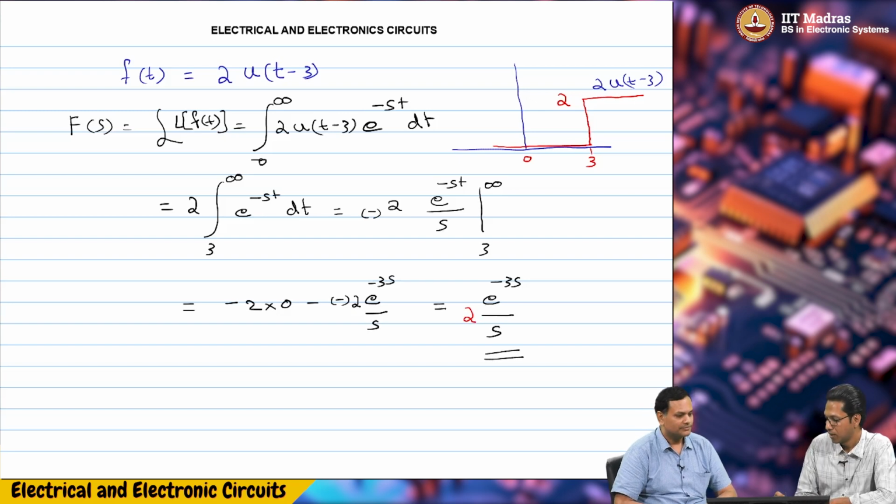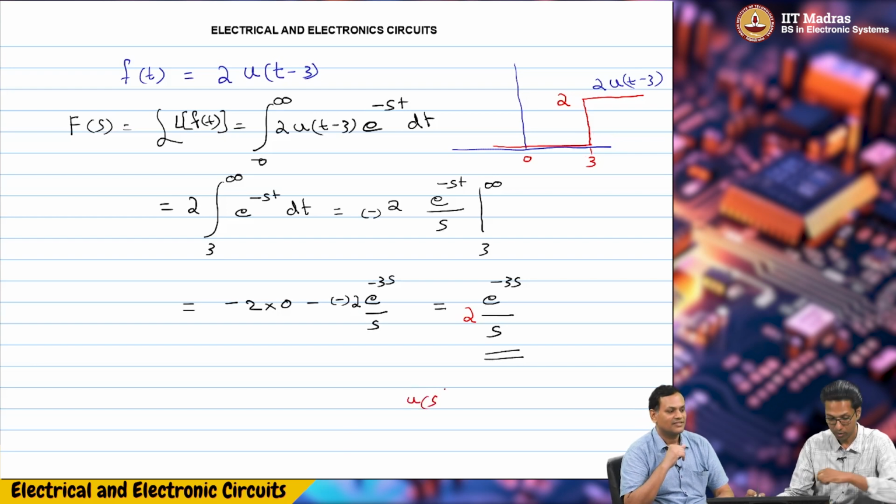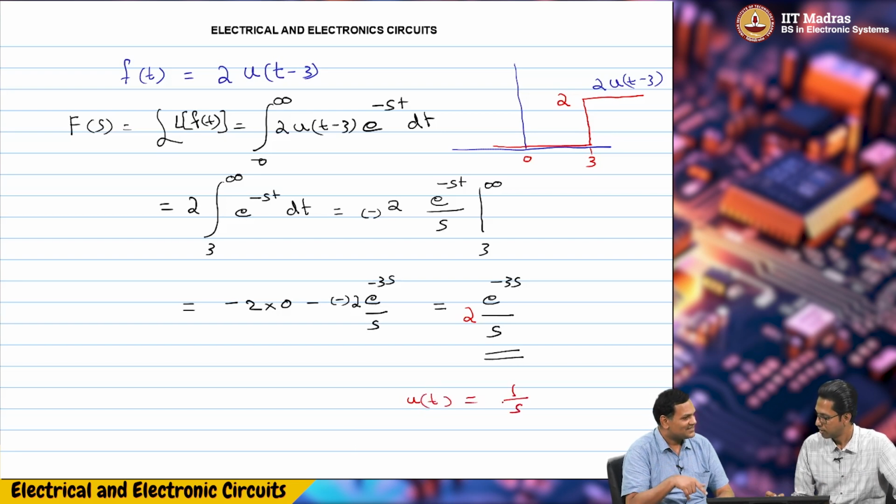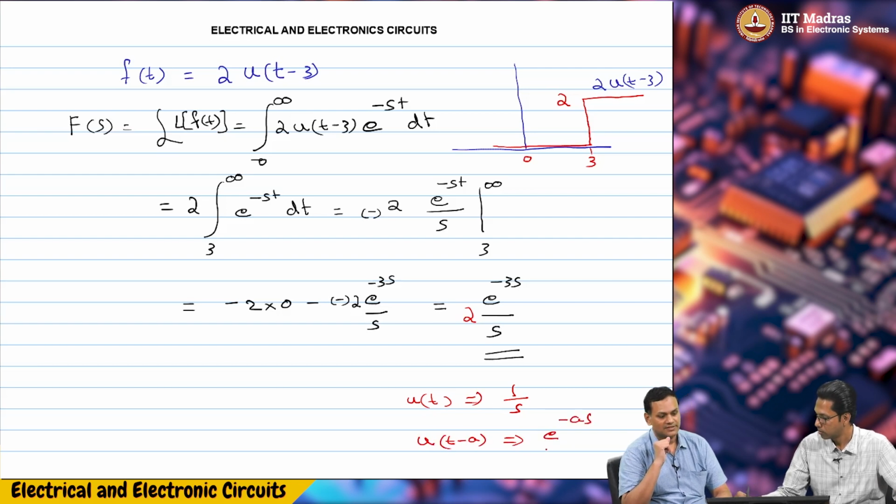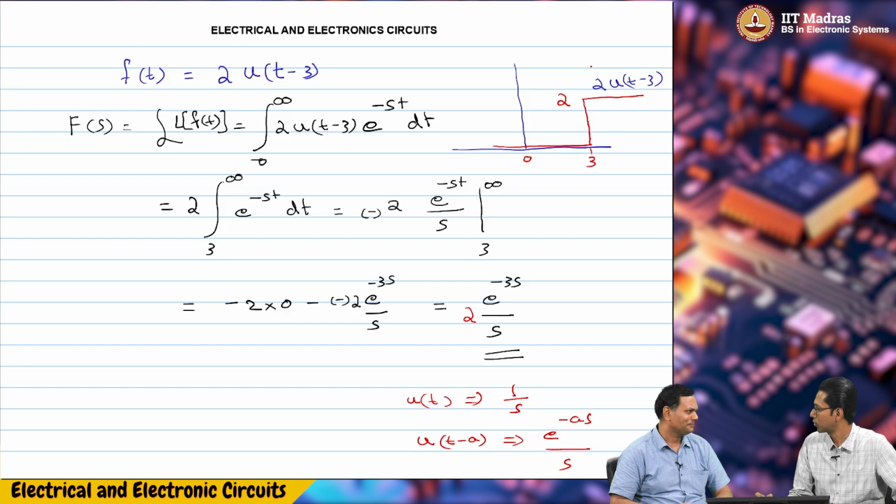Actually, we can get this from previous transforms that we know. For u of t we know it is 1 by s. We also did it for u of t minus a, which was e power minus as by s. So if you are shifting in time, then it is e power minus as by s. And then you multiply by 2, because here u of t is not 1, it's 2.